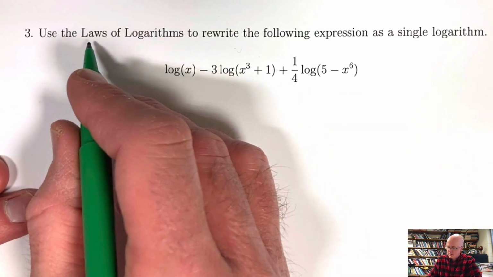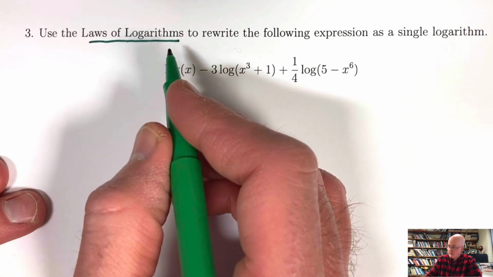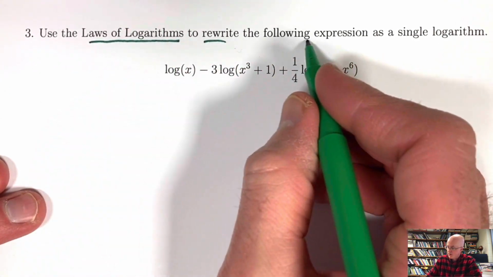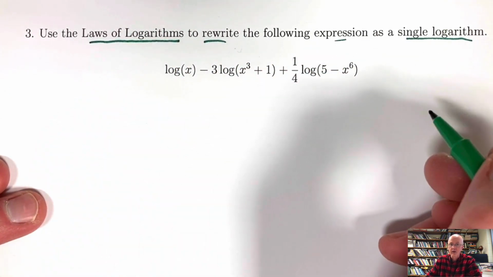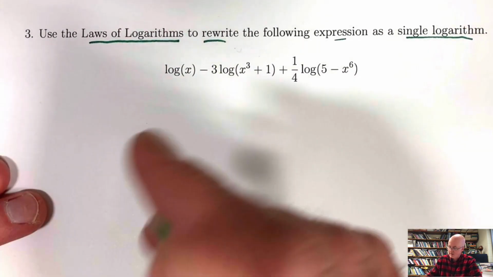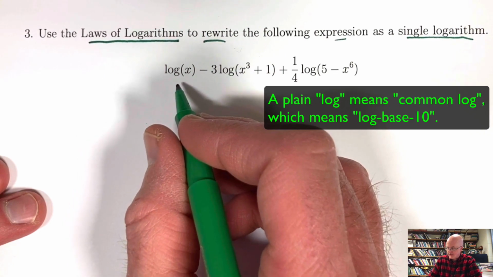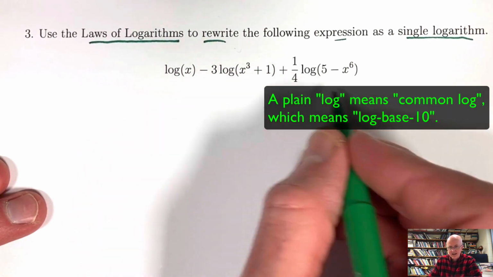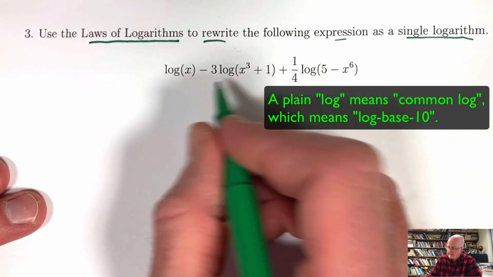Problem 3 says to use the laws of logarithms that we've just been using to rewrite the following expression as a single logarithm. Here we have 3 logarithms. We'd like to write it as just 1 logarithm. All right, so what do we have here? We've got the difference of logs there. We've got a sum of logs there. We have numbers in front of these logs.